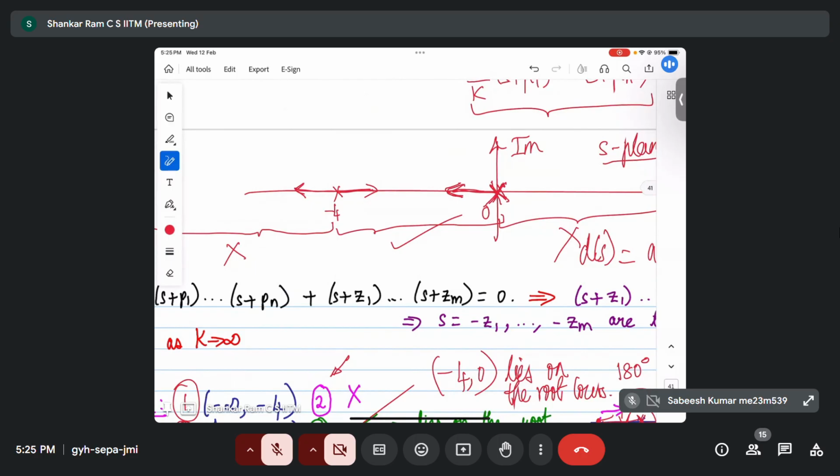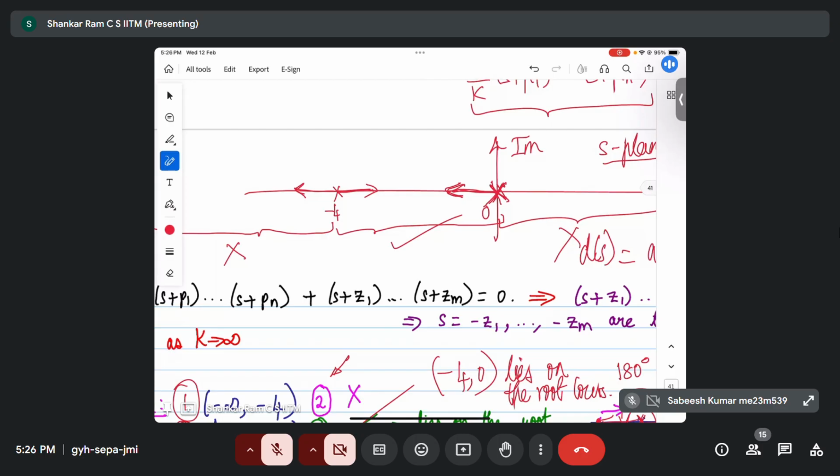I will not clutter the -4 point. I will take only one branch. So let's say we look at -4. As we already know from step 1, every branch of the root locus must start from an open loop pole. So then the question becomes, it can go in infinite directions, right?